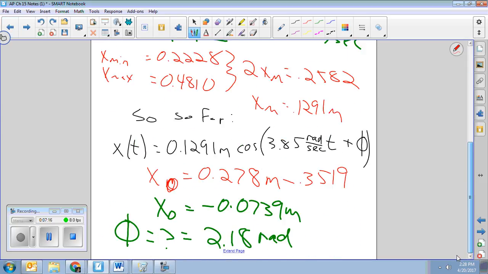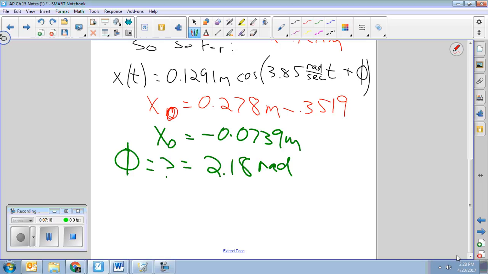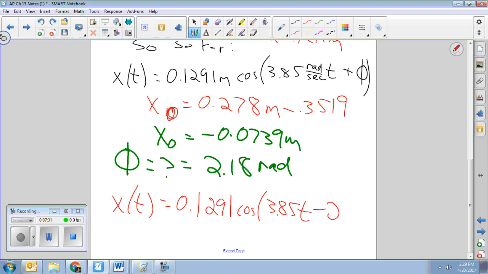So, final answer then is, my board needs to be recalibrated. So here's my final answer. My position at time t is 0.1291 times the cosine of 3.85 t minus 2.18.